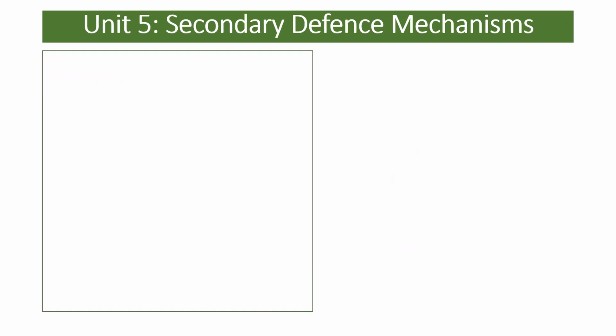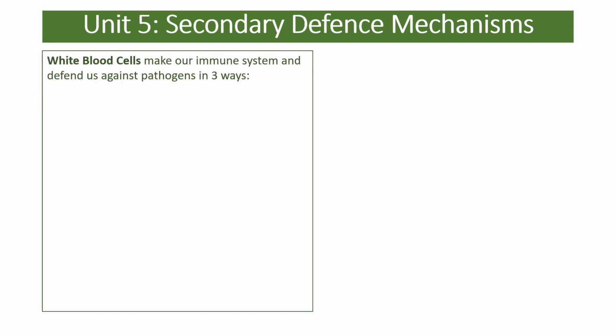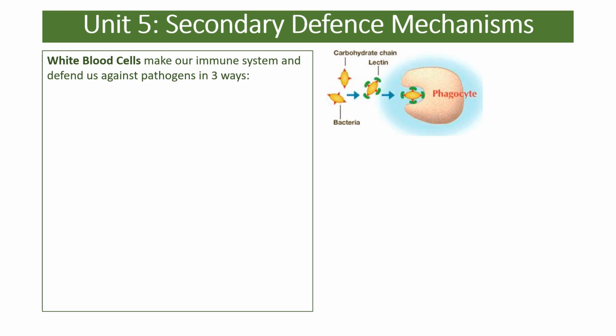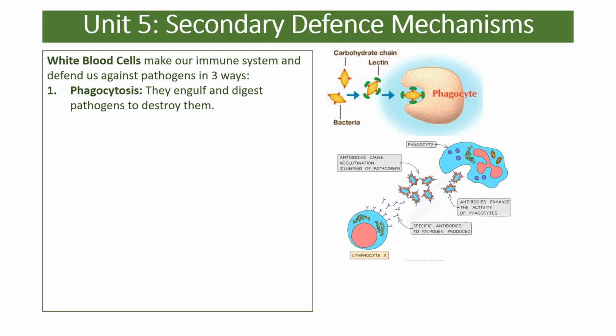Unit 5, secondary mechanisms, are white blood cells. We have white blood cells which make up our immune system, and they can kill pathogens in three ways. The first way is something called phagocytosis, where you can see here the big white blood cell, called a phagocyte, engulfing and then digesting the pathogen to destroy it. You don't say eat, because it's not eating it for nutrition. It engulfs or surrounds it, and then it uses enzymes in the cell to digest it and destroy the pathogen.